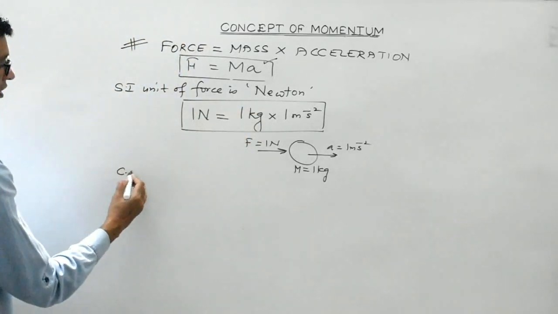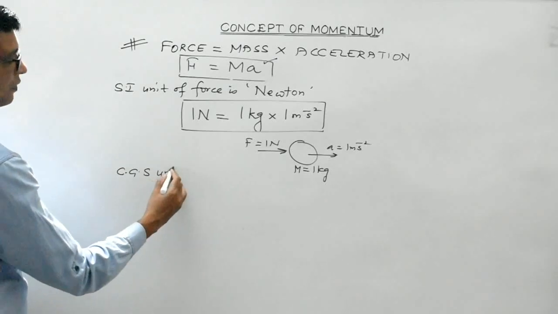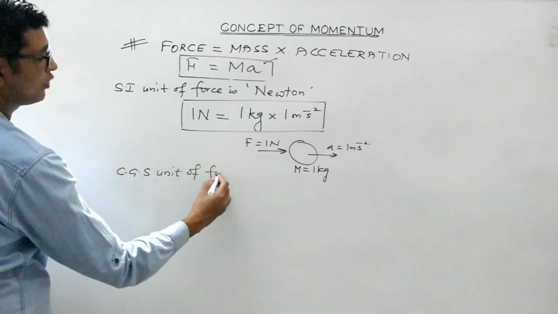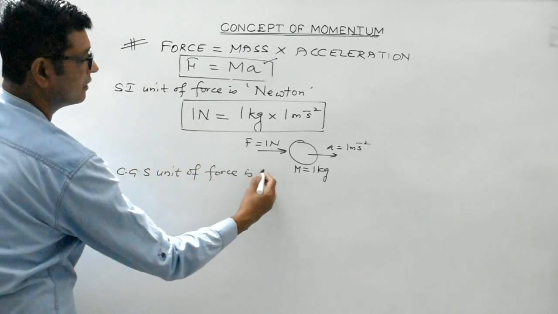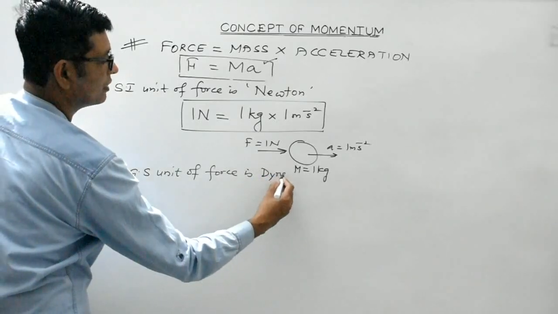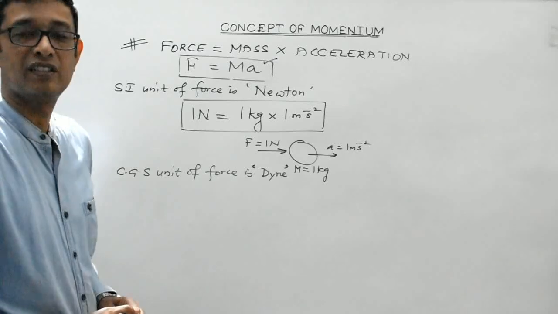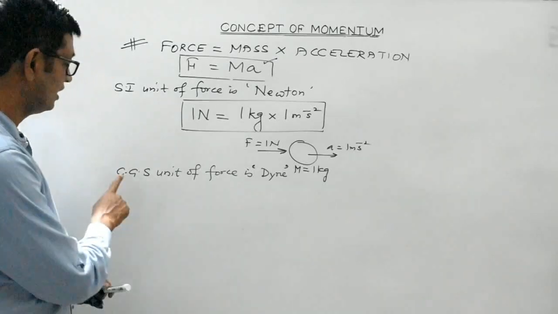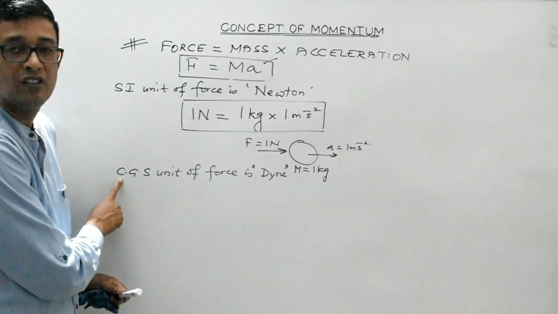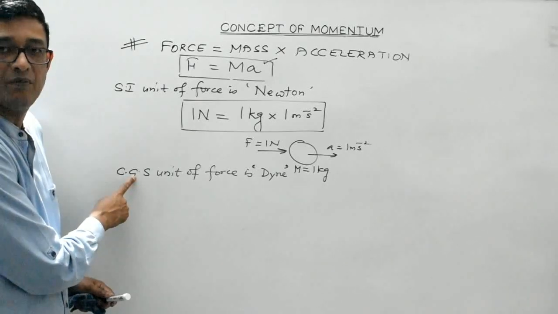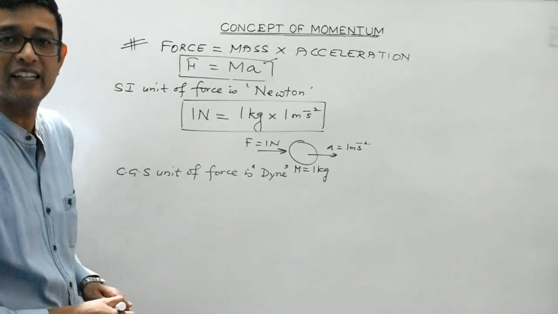Its CGS unit is dyne. D-Y-N-E. CGS unit of force is dyne. CGS, as I have told you, is a system of unit in which the length is measured in centimeter, the mass is measured in gram, and the time is measured in second.